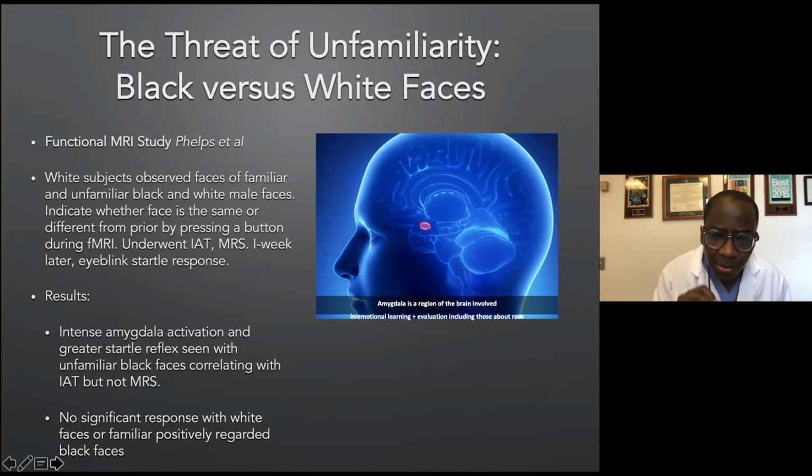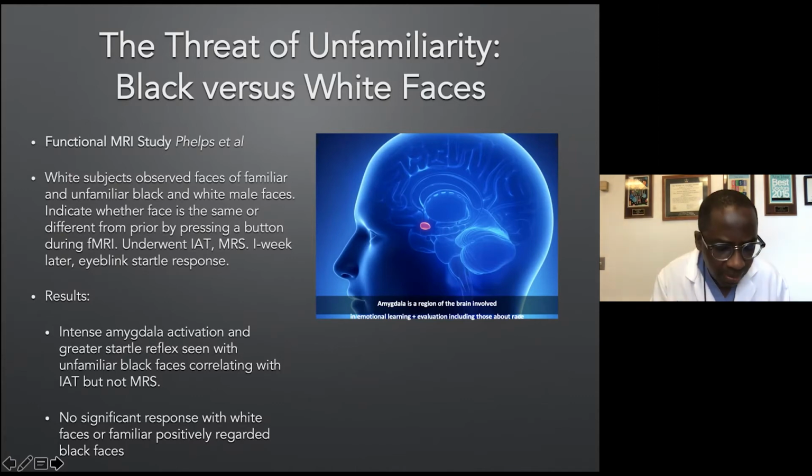Only when unfamiliar Black faces were shown, this area lit up like a light bulb. And this correlated to the Implicit Association Test, which scores unconscious bias, but not to the Modern Racism Scale, which really measures more explicit bias.